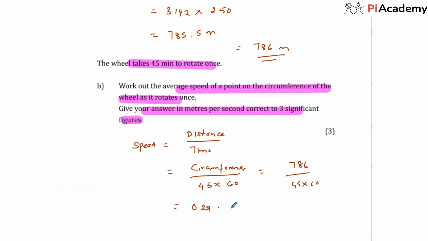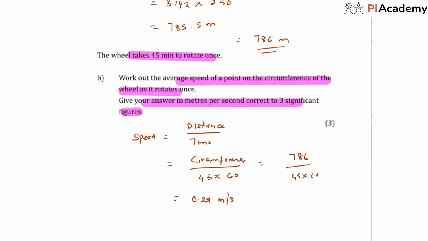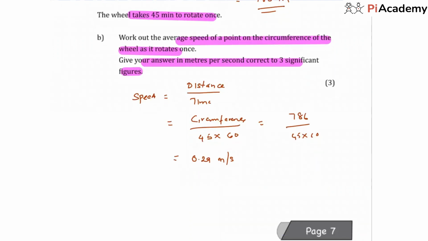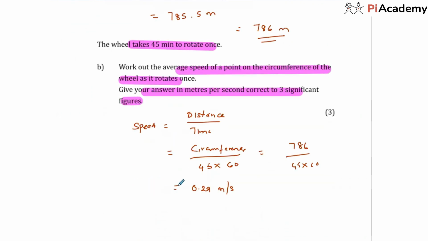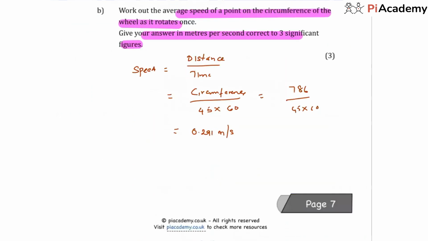Meters per second. Is it correct, everyone? Good. Okay, wonderful. Shall we go to the next question? Isn't it 0.291 because it says three significant figures? Three significant figures, yes. Good.